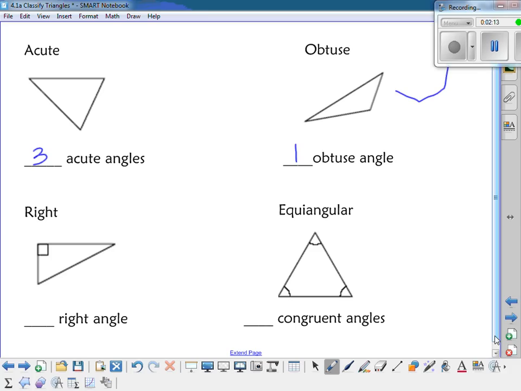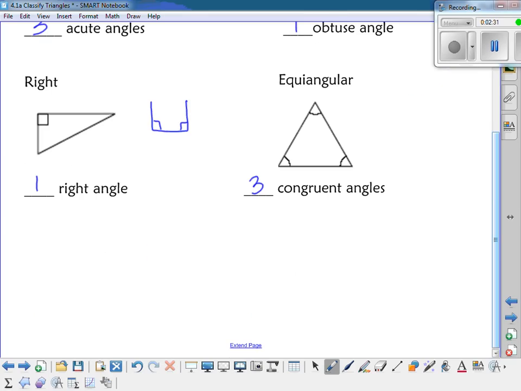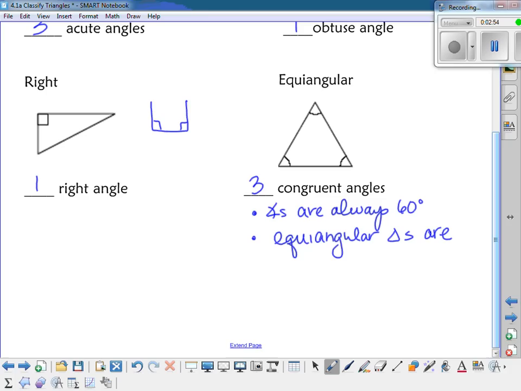If it's a right triangle, then it's the same situation. There can be only one right angle because, again, if I had two right angles, the triangle would never close. It wouldn't be a triangle. And then the fourth way would be equiangular, which means all three angles are congruent. So if all three angles are congruent, then the angles are always 60 degrees. And it turns out that equiangular triangles are always equilateral triangles as well.